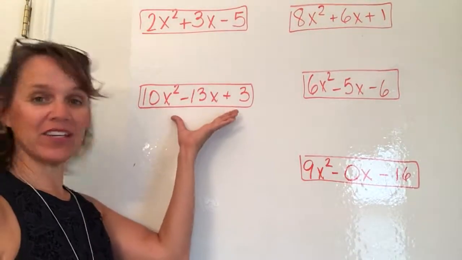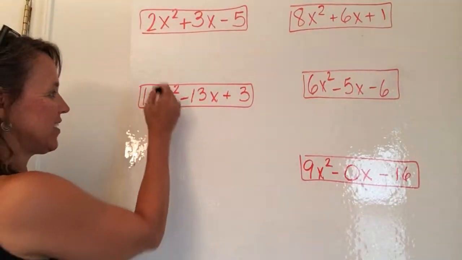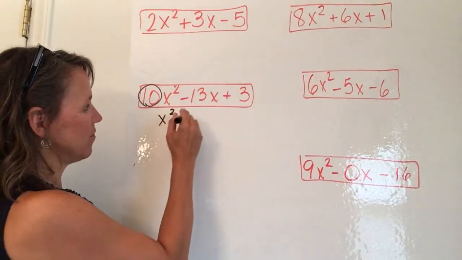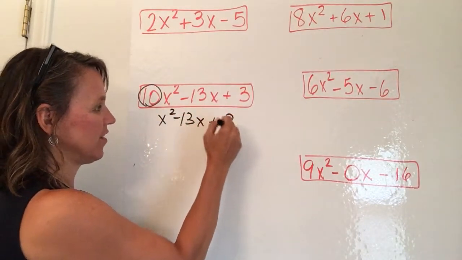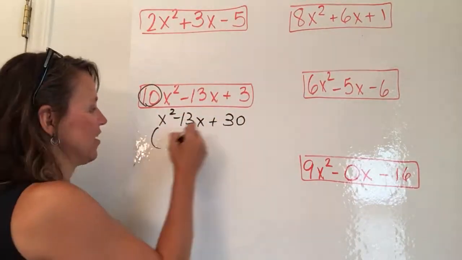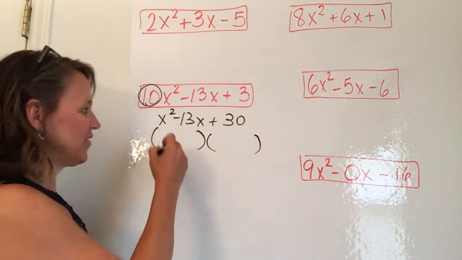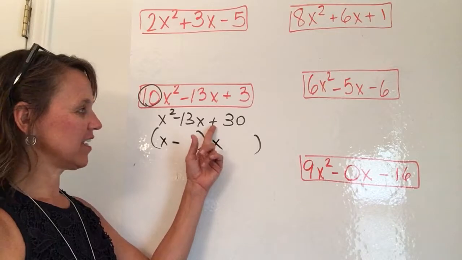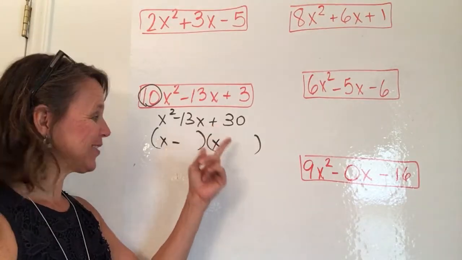Again here, very similar kind of problem. We're gonna take that 10 and multiply it times the end. So we have x squared minus 13x plus 30. All right, we're gonna factor it just like we did in the last video. X, the first sign is negative. The second sign is the same as the other one, so it's the same as this one.